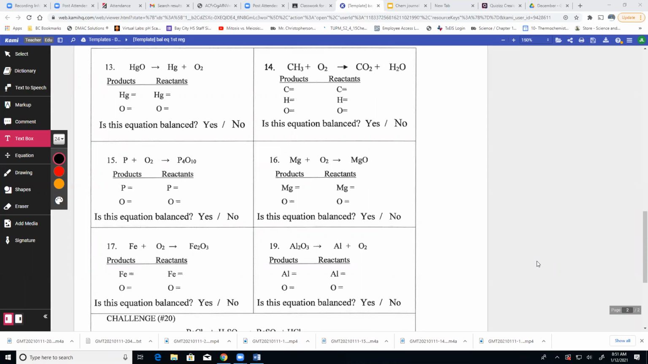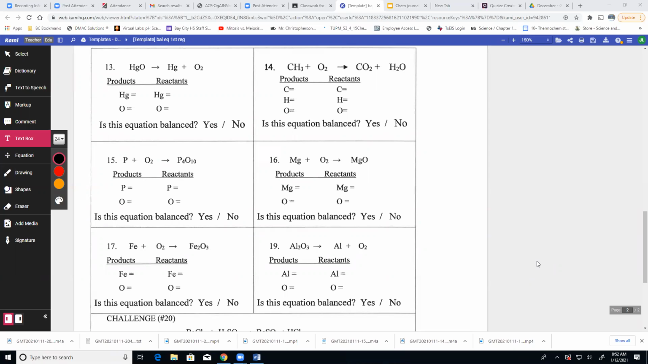Now I've got to come over here and do the same thing. I have 3. I want 6. So what coefficient do I need to put so I'll end up with 6? 2, right? 2 times 3 gives me my 6.